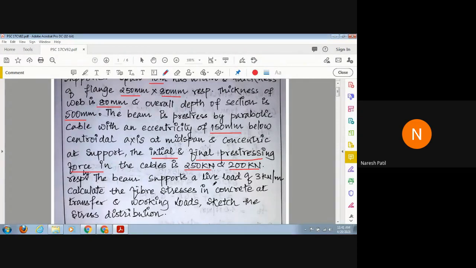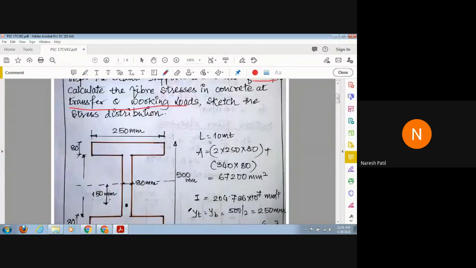The beam supports a live load of 3 kilonewton per meter. There is no need to hesitate or get into confusion that 2 forces are given. This is a very simple question again. Calculate the fiber stresses in concrete at transfer and working load. So see, they have given transfer and working load. Sketch the stress distribution. Okay.